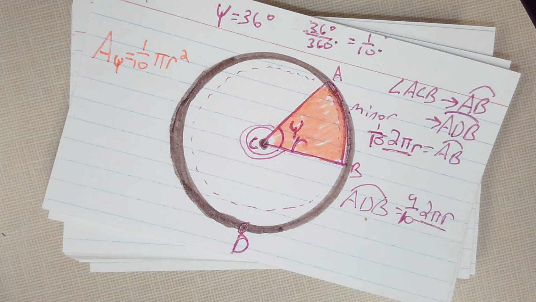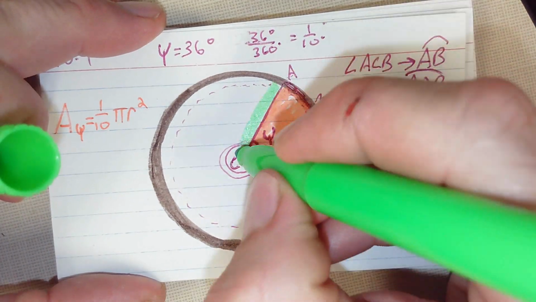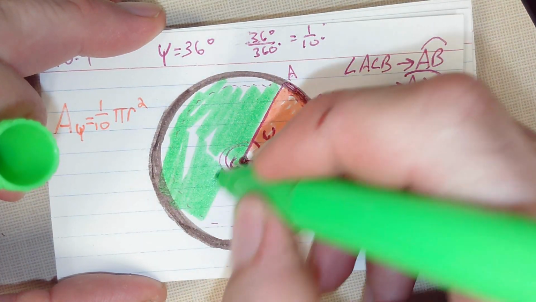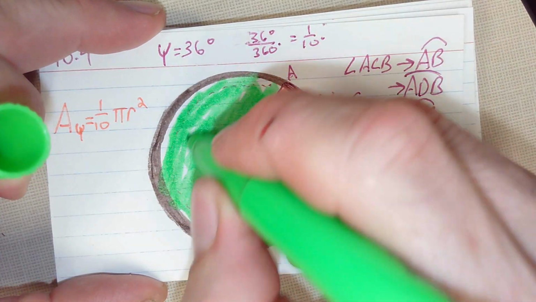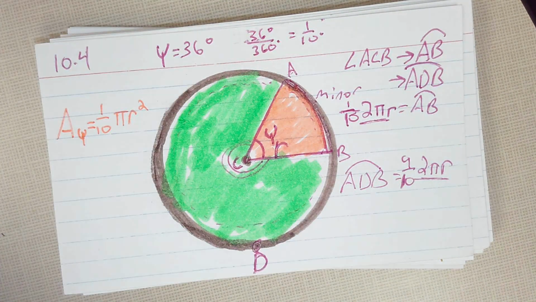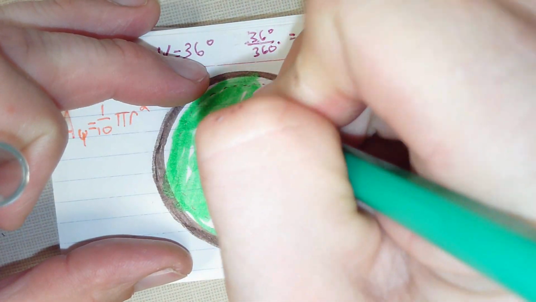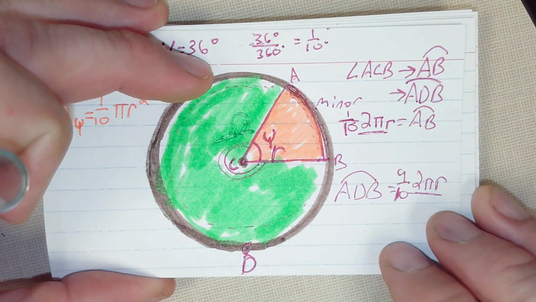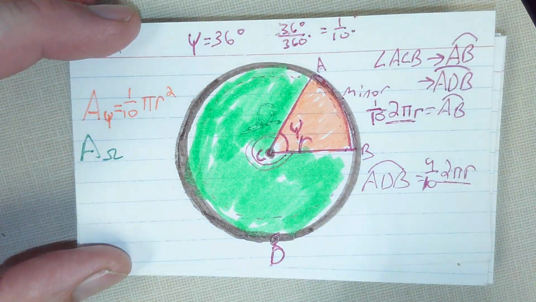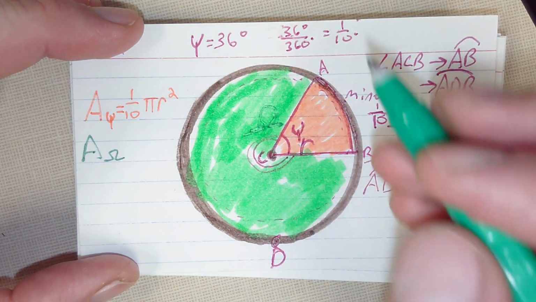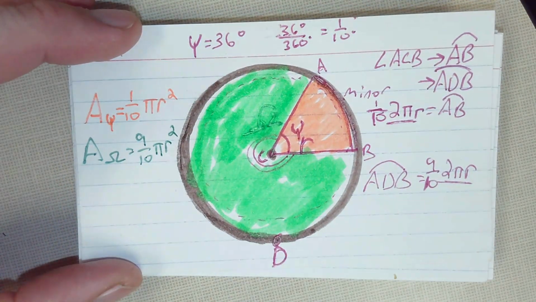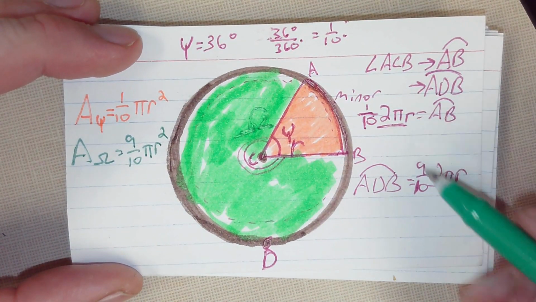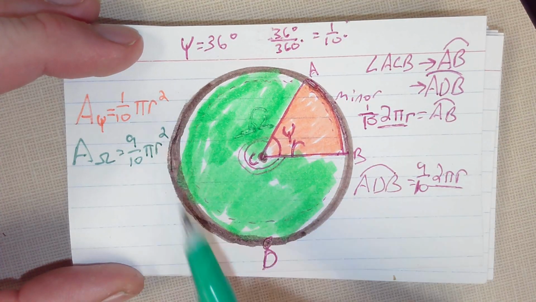If I wanted to figure out the area of the rest of this, we'll call it area green, and I guess I'll call it omega. Why not? I don't know if you can even see that. The area of the omega sector, these are called sectors by the way, is 9/10 of pi r squared. It's just copying the same thing, except we're using the area equation.